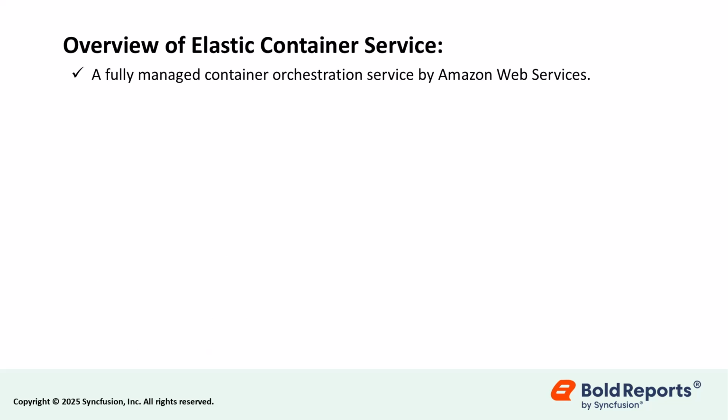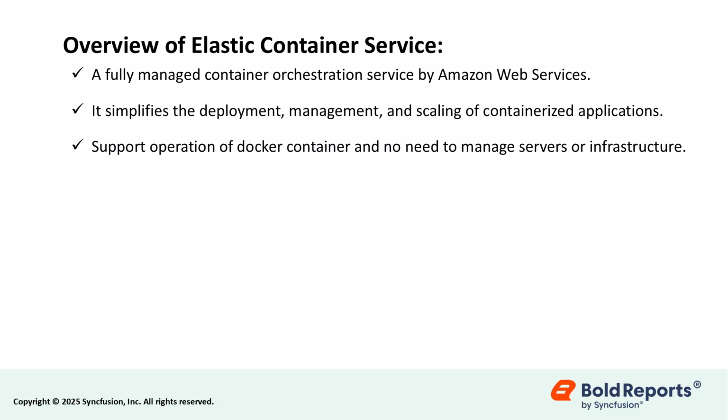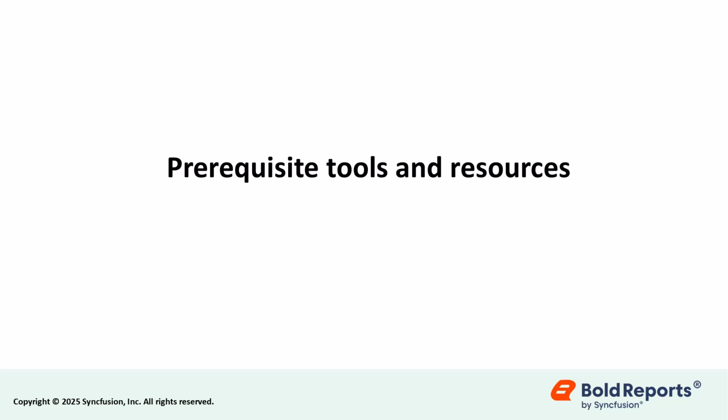Amazon Elastic Container Service is a fully managed container orchestration service by Amazon Web Services. It simplifies deploying, managing, and scaling containerized applications. It allows you to run and manage Docker containers without the underlying infrastructure. Before proceeding, make sure you have the required tools and resources.